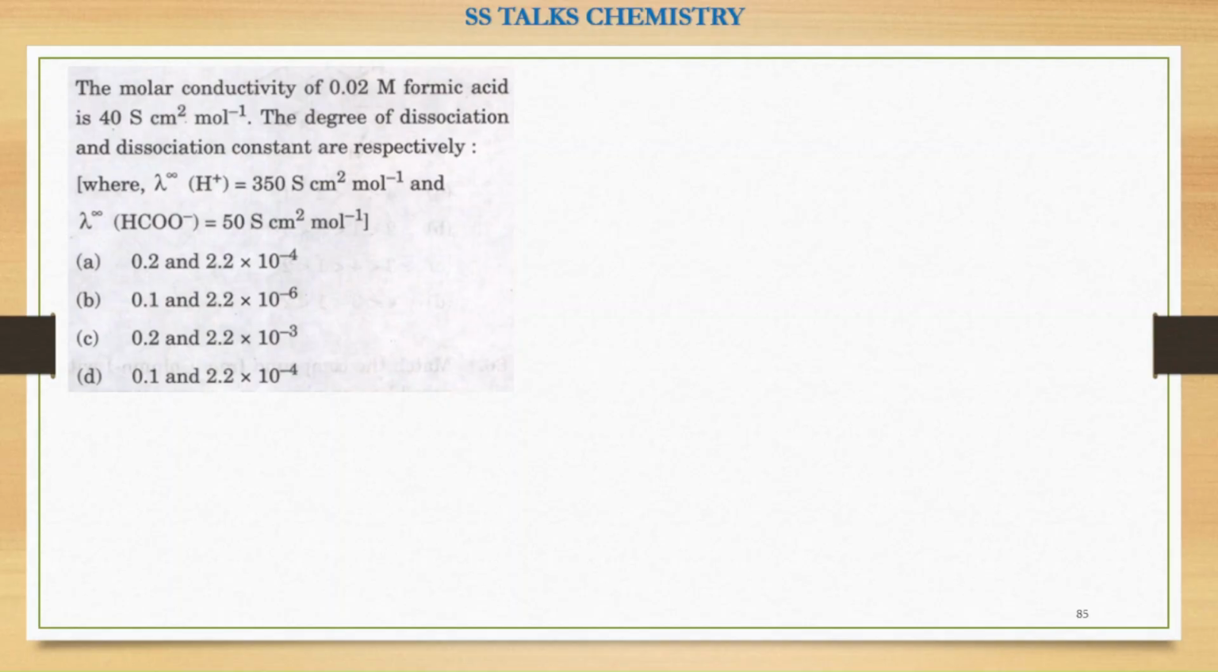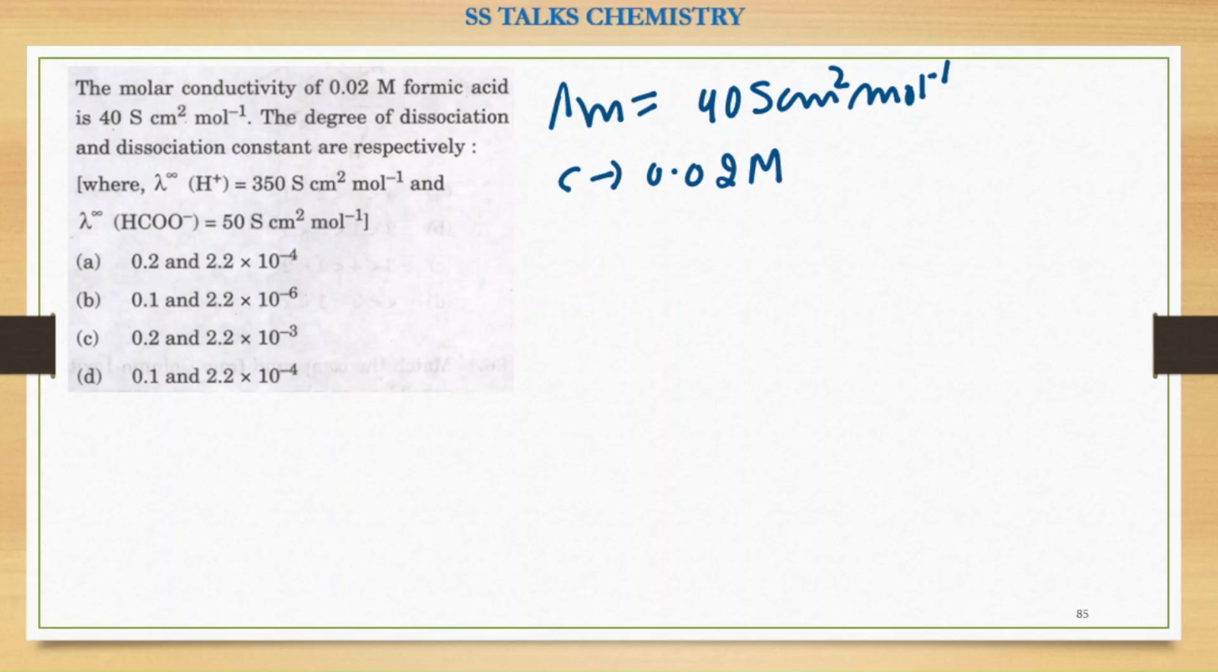The degree of dissociation and the dissociation constant: a similar type of question has been asked with different electrolyte solutions. We are given the molar conductance lambda m as 40 Siemens centimeter square per mole, and the concentration as 0.02 molar. We have to find the degree of dissociation, that means the alpha value.